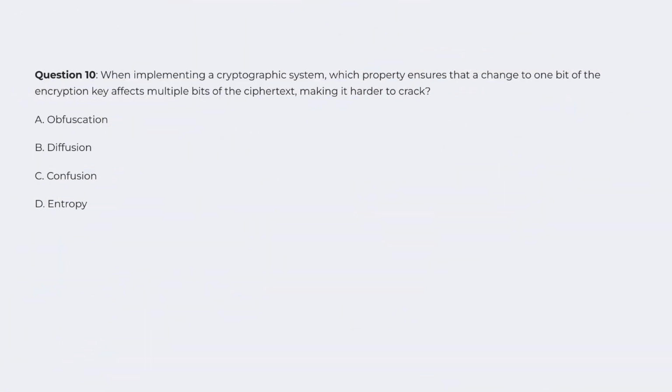Question 10. When implementing a cryptographic system, which property ensures that a change to one bit of the encryption key affects multiple bits of the ciphertext, making it harder to crack? A. Obfuscation. B. Diffusion. C. Confusion. D. Entropy.